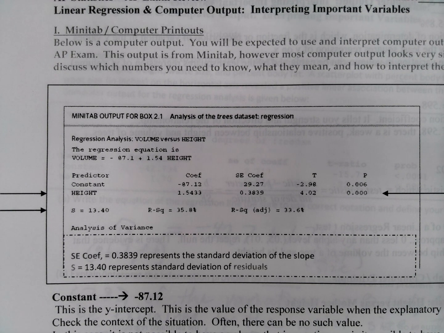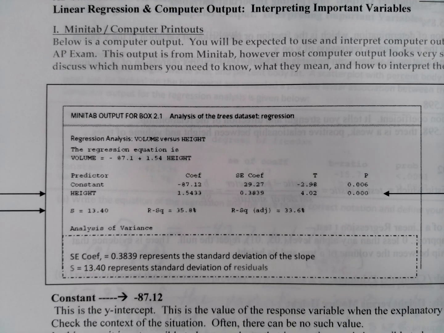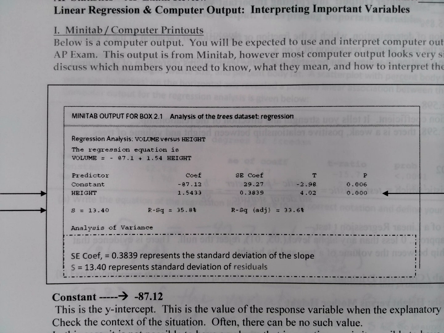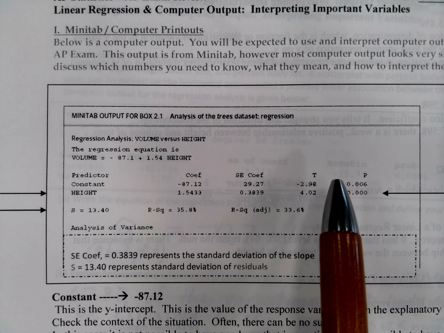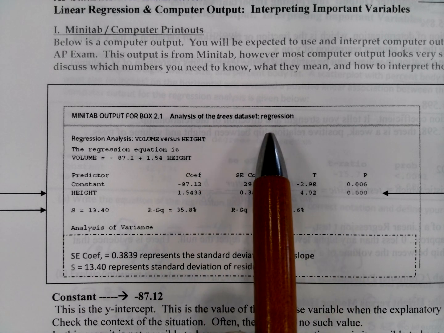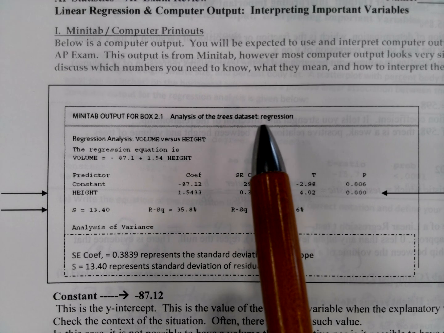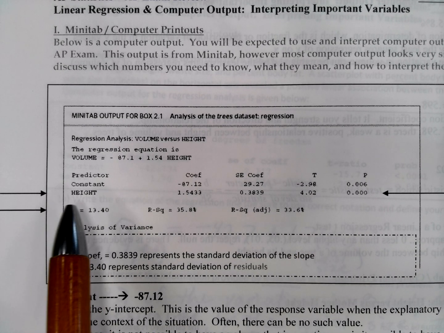Hello, AP Statistics students. This video is all about the computer printout and how to read it and understand it. We're going to be looking at some of the numbers and interpreting them, but we'll also make the regression equation from the numbers in front of it as well. You can see the computer printout here. It's supposed to be tree diameters or something, but not important.